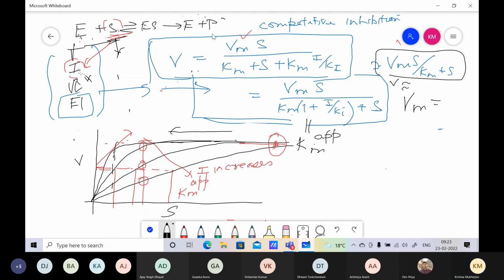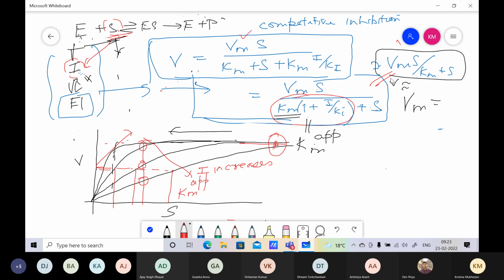Okay. Sir, Km apparent is not the actual Km of the enzyme? Well, this is what you will observe. There is no such thing as an actual Km other than this Km. This is the Km of the enzyme. And the Km apparent is this whole expression, because you tend to plot it like this.